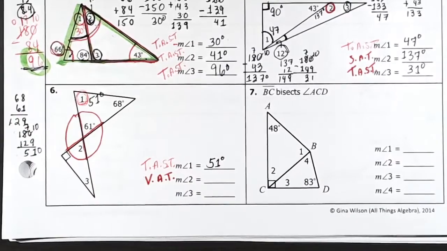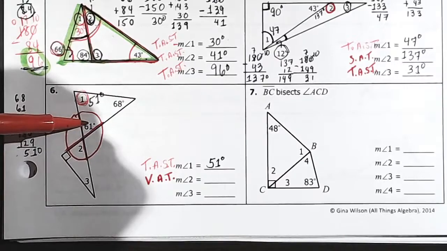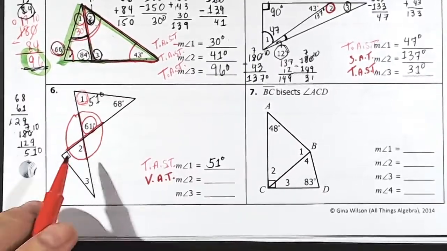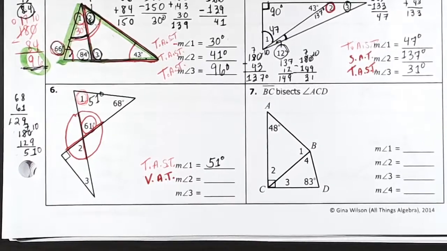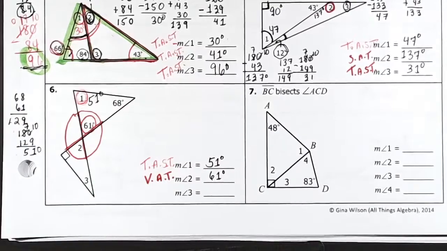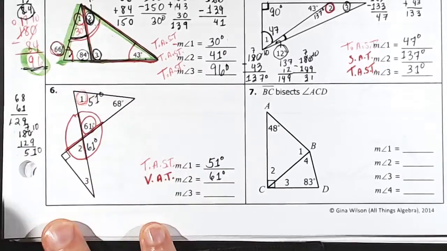The Vertical Angle Theorem says that angle 2 is equal to the angle that's vertical to it, which is 61. So I claim that the measure of angle 2 is 61 degrees. Okay, so this is 61 degrees. Now, here's the true test. Am I right? Yes, I'm right. That's exciting. If you got that too, good for you.